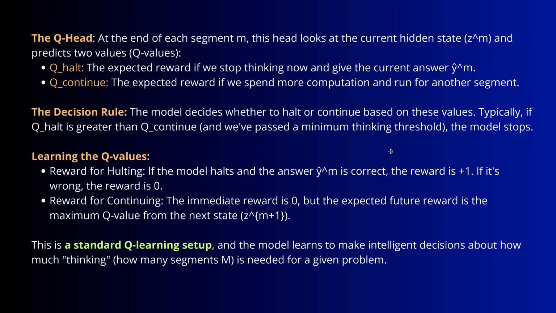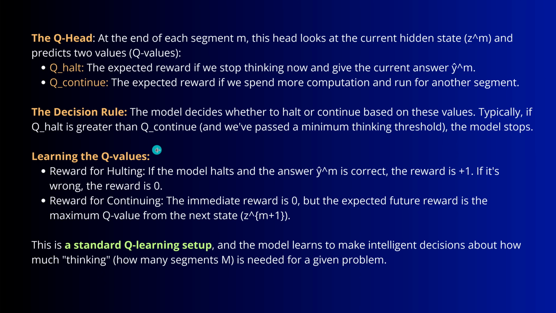Now, if you want to know the details, this is here for you. We have a Q head. At the end of the segment, this head looks at the current hidden state and predicts 2 values, Q hold and Q continue, and you get what it is. And then we have a decision rule, so either the model decides, or you give a new instruction based on hard-coded rules about when to halt or not.